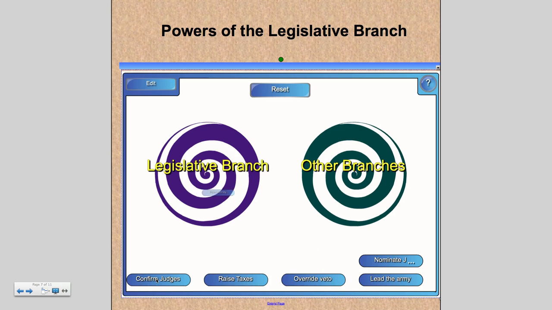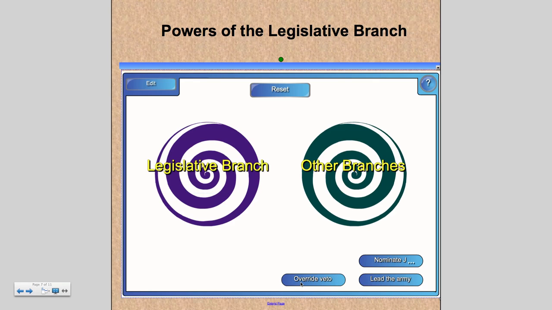Perfect. Confirm judges. So we said the executive branch actually selects the judges, but they need to have the legislative branch's approval. That's a part of checks and balances. Raise taxes. Taxes has to do with money, so it goes to the legislative branch.